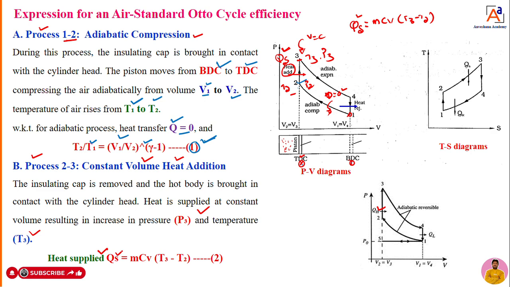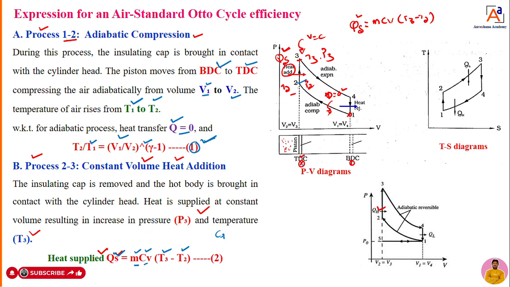That is Qs is equal to, you can see here, dear students, Qs is equal to m into Cv into T3 minus T2. What is m? Mass of the fuel that you have taken. Cv is the specific heat at constant volume. Cv means specific heat at constant volume, at the volume process that you have to keep.